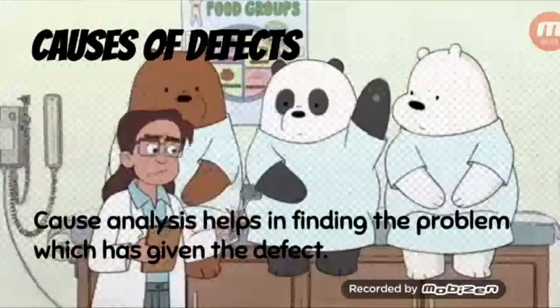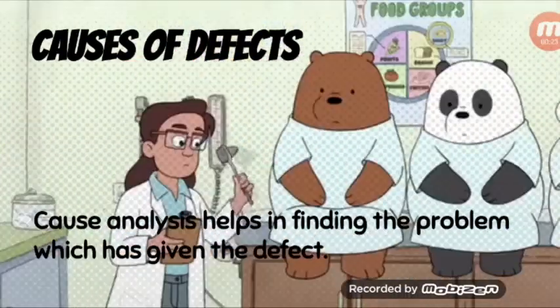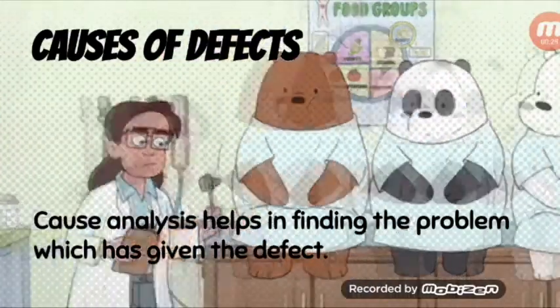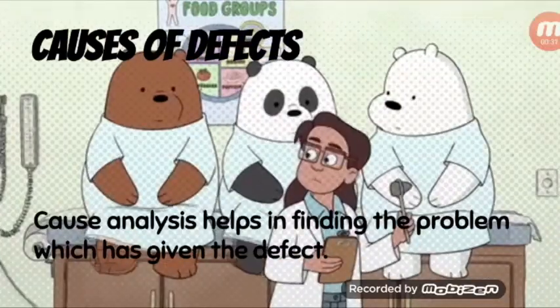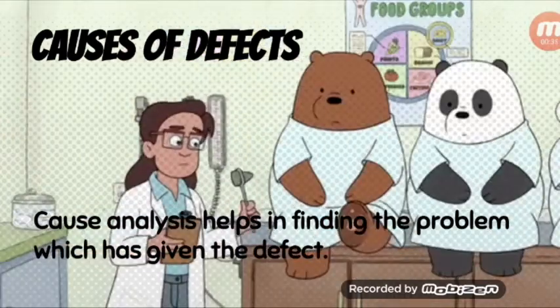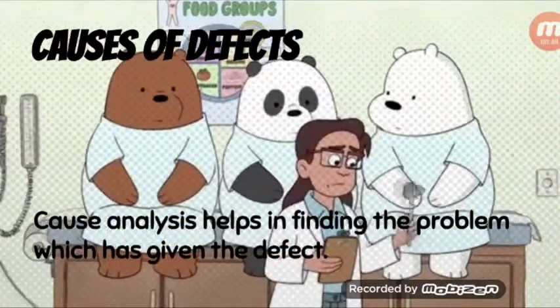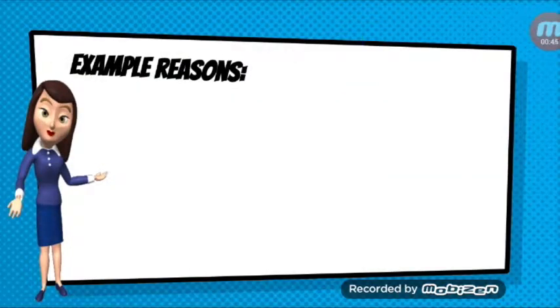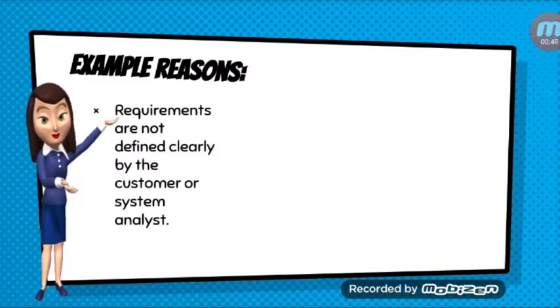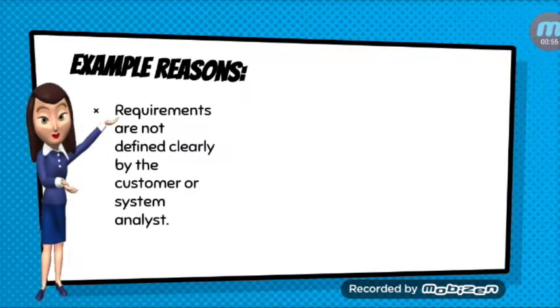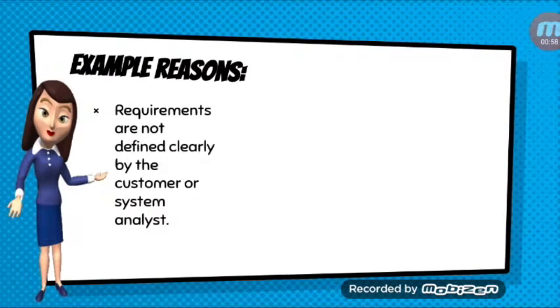Causes of defects. Defect is not an accident, but it occurs because something has not worked as planned. Root causes of a defect refer to the reasons of defect. In defect management, there are two distinct parts: defects and problems. Root cause analysis helps in finding a problem which has given the defect. This defect may be introduced in various reasons. First is requirements are not defined clearly by the customer or system analysis. Sometimes queries are not resolved completely and development team and designer may make some assumptions.